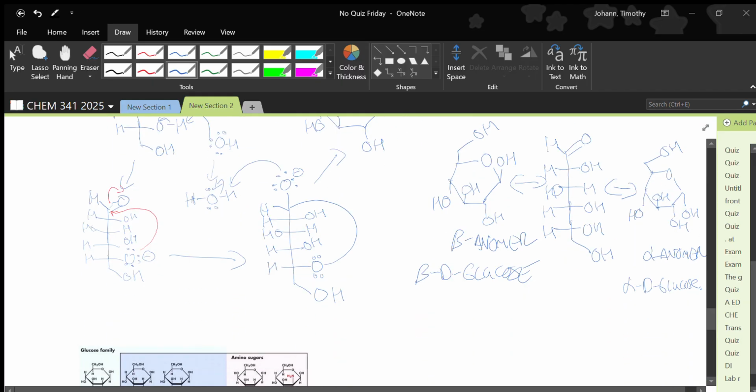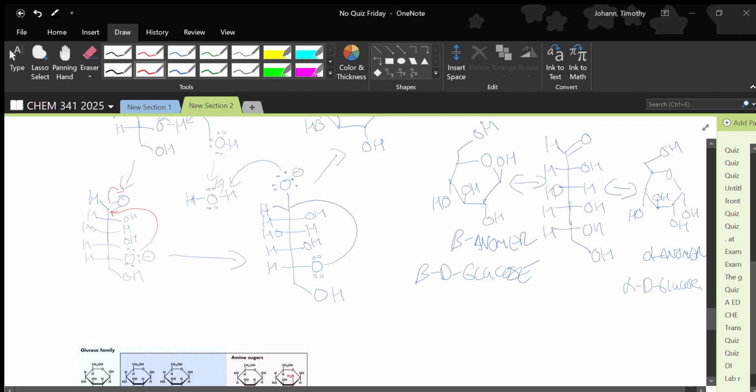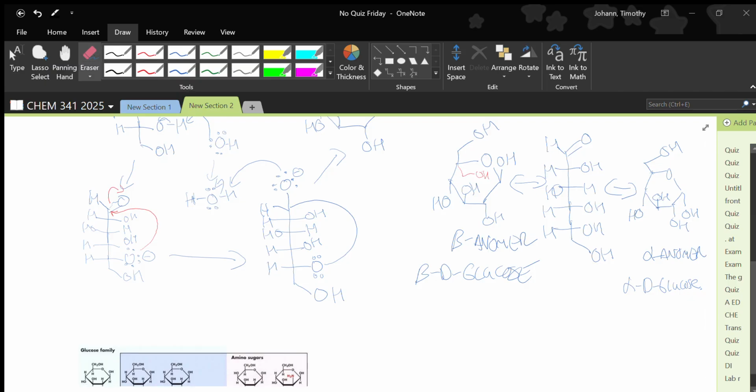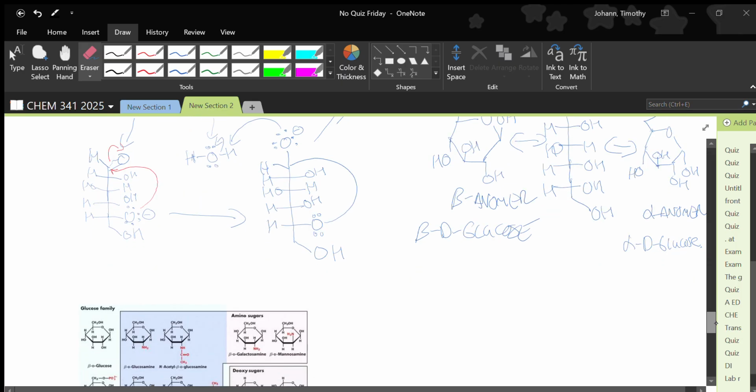And then down here, our beta and our alpha anomers. Beta's up, alpha's down. Okay. The way I know this is D-glucose is because if it was an L, this carbon would be down here in terms of stereochemistry. Okay, it would look really weird. They exist, they're just not natural, really. Questions before I move on?